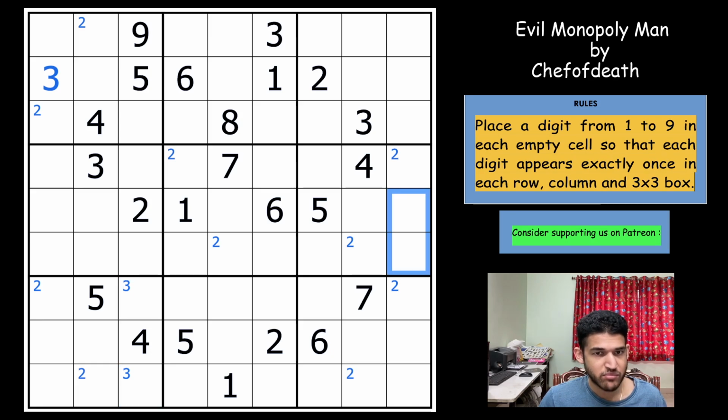Three has 3 possibilities here, 3 possibilities here. Okay, many options for 3 in the remaining boxes. Let's go to 4s now. So 4 is in one of these 2 cells in column 1. 4 has 3 possibilities here. And again 3 possibilities here.